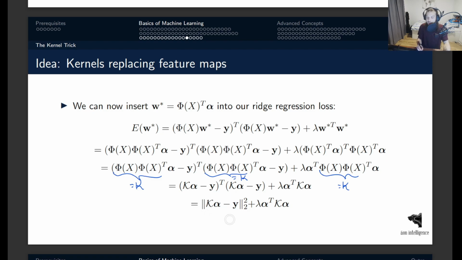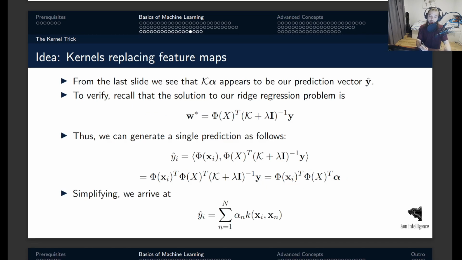So this is our reformulation of the loss function. And observe that also for this function, we have gotten rid of all occurrences of phi x by exchanging the Gram matrices with the kernel matrices. So on the previous slide, we have seen that the vector k alpha seems to be our prediction vector y hat, because this is the vector we subtract the true labels from before finding the squared L2 norm of that. But let's verify that this indeed yields the prediction vector y hat.